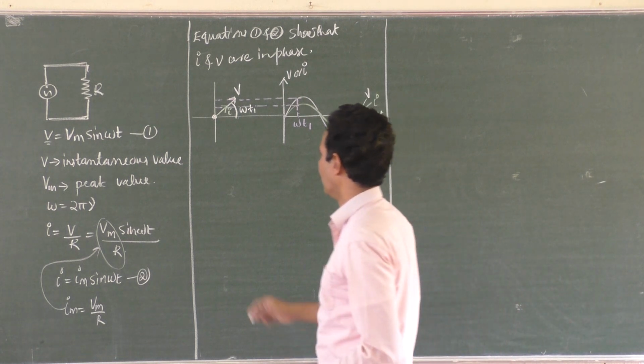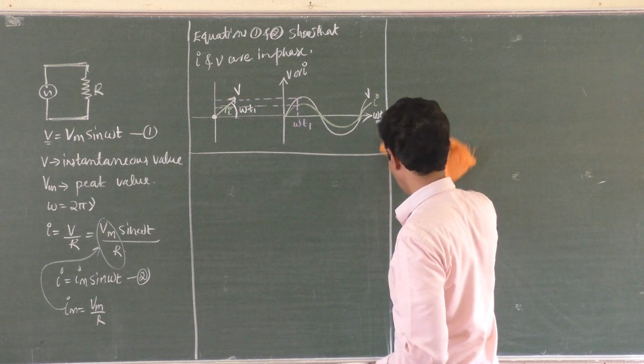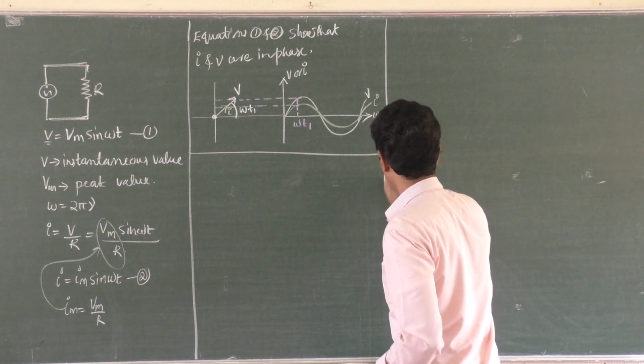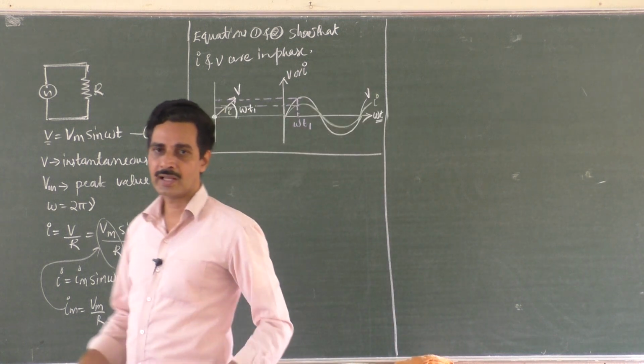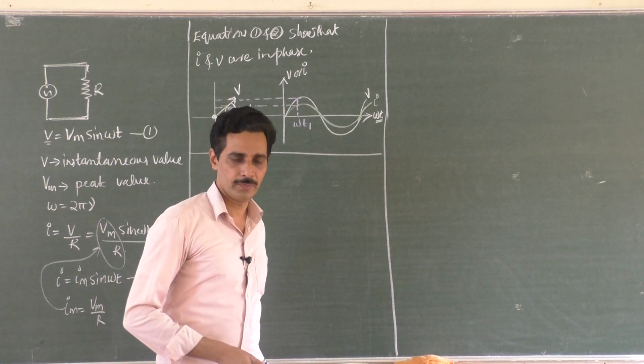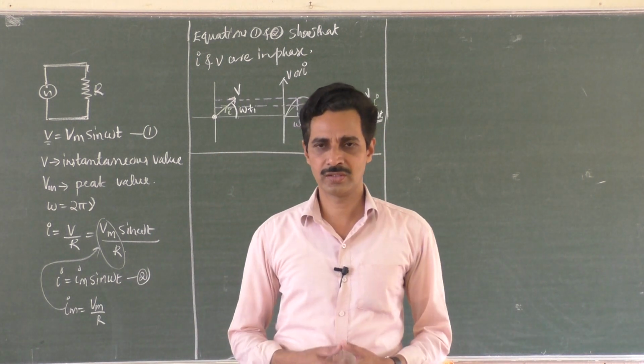Okay, now in a purely resistive circuit, current and voltage are in phase. That means when the current is highest, voltage is also highest. When the current is 0, voltage is also 0. They are like very good friends. They don't change their phase at all.